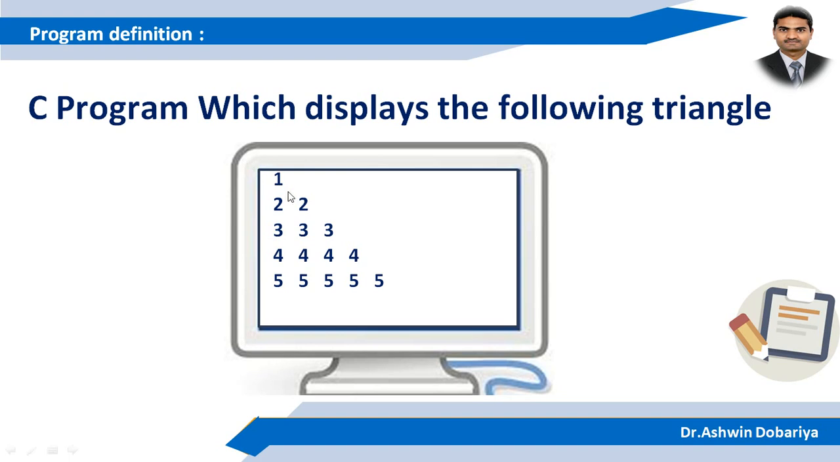General means instead of displaying 5 lines, we display the lines as per the user's choice. Suppose if the user enters 10, then it should display the triangle of 10 lines. So let's start with how we can think about the logic of this program.